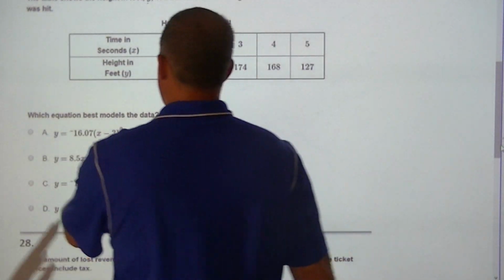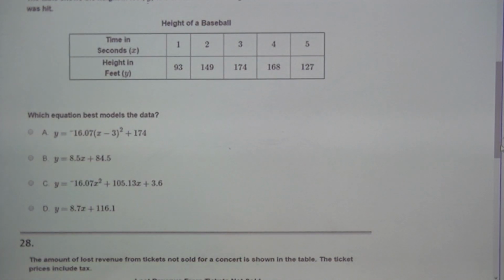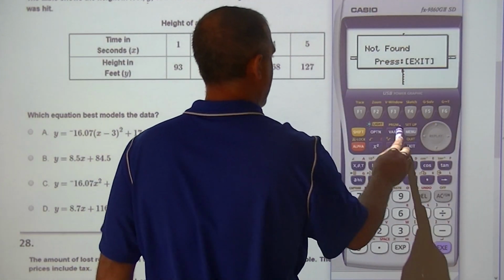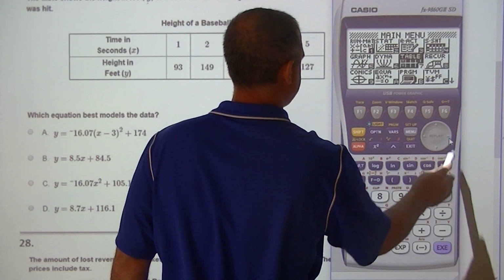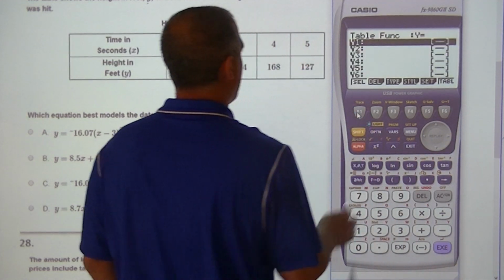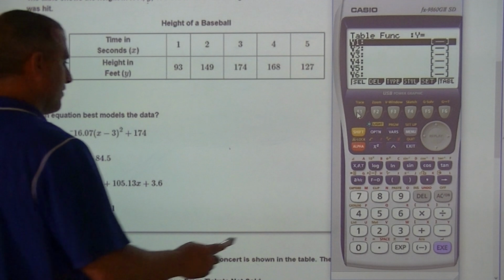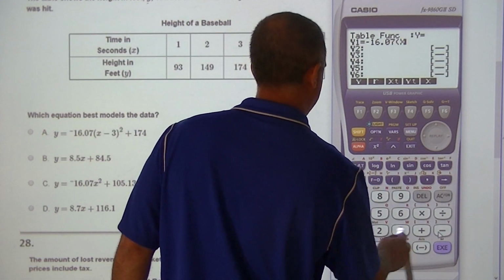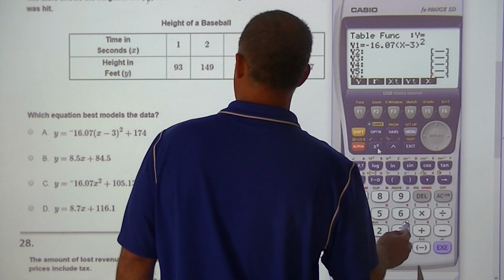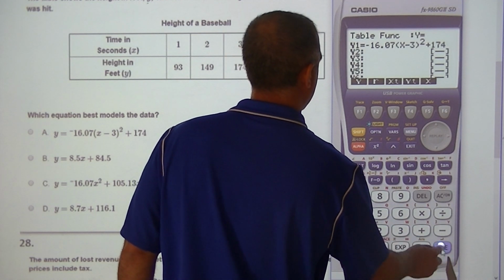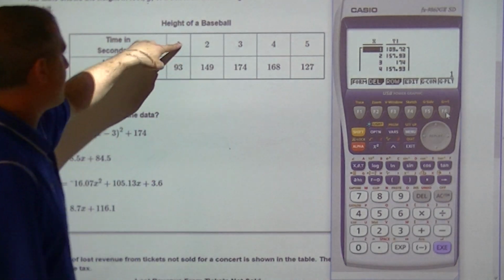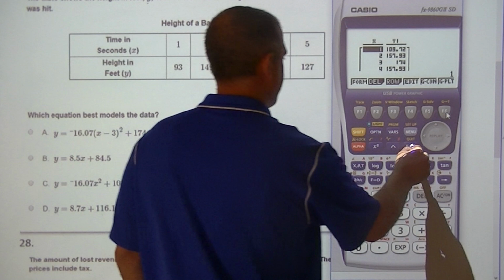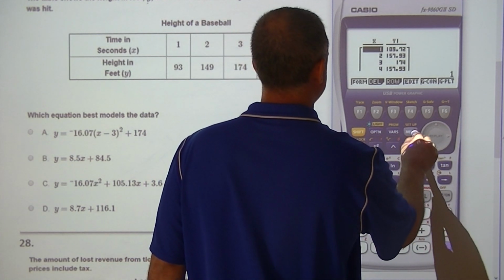Okay, which one models this? You got two possibilities. What I would do is I would go into menu and table, and what you want to do is pick the one that's the closest to it. So if I do negative 16.07 x minus 3 squared, plus 174. All right, table. I want to see if this one gives me that. Well, that's not even close. So that can't be my answer.